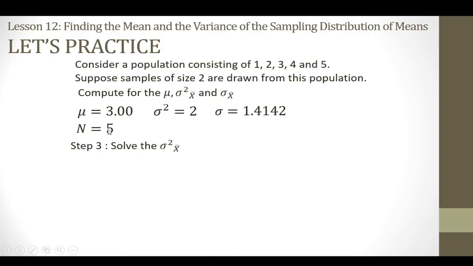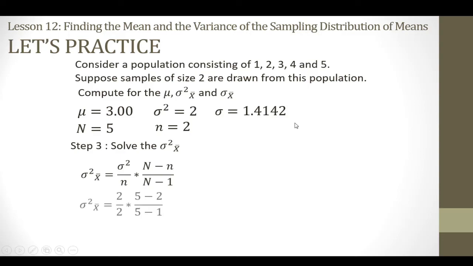Ito yung given, n is equals to 5. So, by applying the formula, again, ang number of samples natin ay 2. We use the sampling variance formula. Meron na tayong population variance, meron na tayong number of samples, meron na tayong number of population. So, all we have to do is to substitute the values. 2 divided by 2, so technically, cancel na to. May 1 lang siya. 5 minus 2 is 3. 5 minus 1 is 4. So, ang aking answer ay 3 over 4 or equal to 0.75, which is the same as earlier. So, nakita nyo, wala na tayong ginawang table, diretso na kagad.